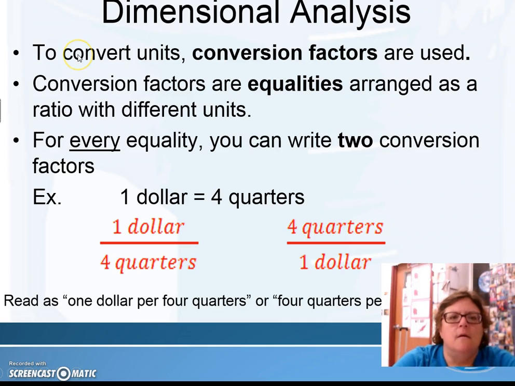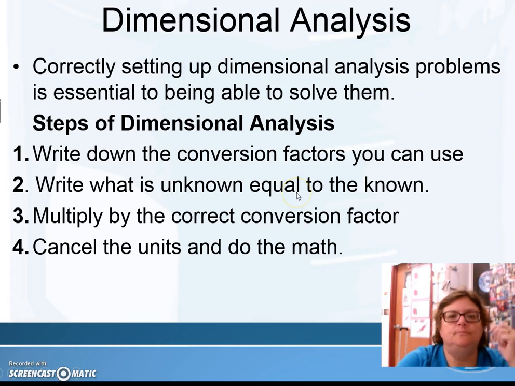What that means is we need to know conversion factors. We need to know equalities. For instance, there are 4 quarters in $1. So you can look at that two ways: there's $1 per 4 quarters, or 4 quarters per $1.